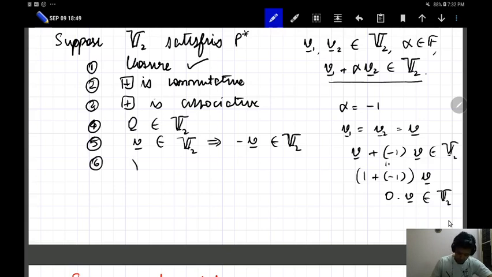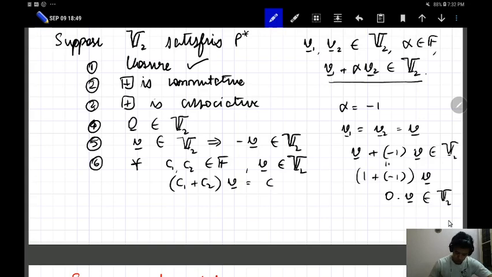So for all c1, c2 in F, (c1 plus c2) times v is equal to c1 v plus c2 v. So this anyway comes from V1.